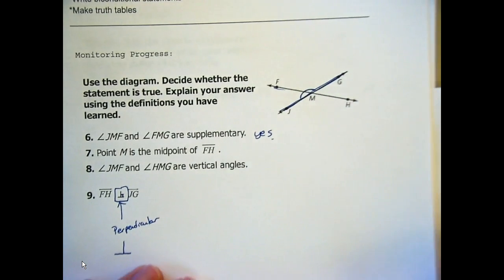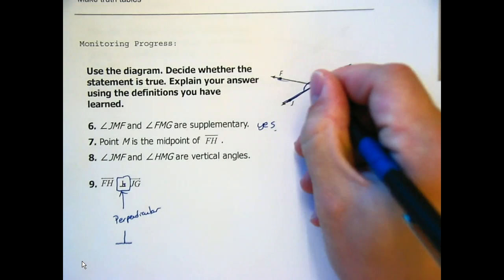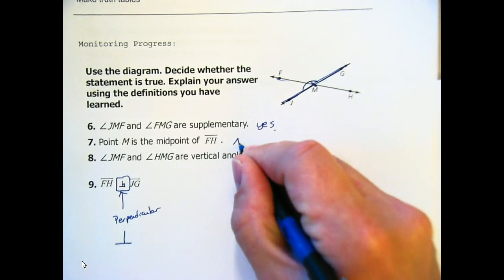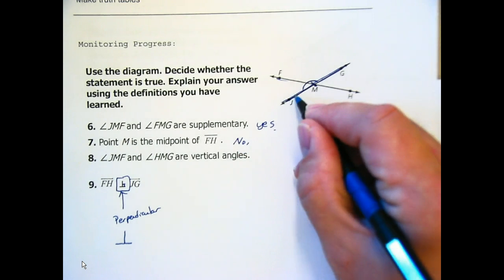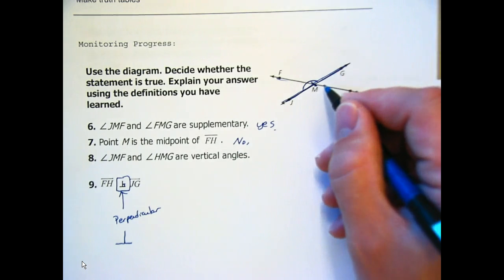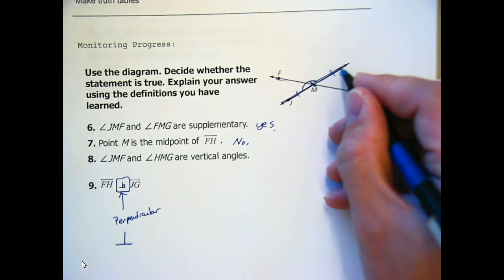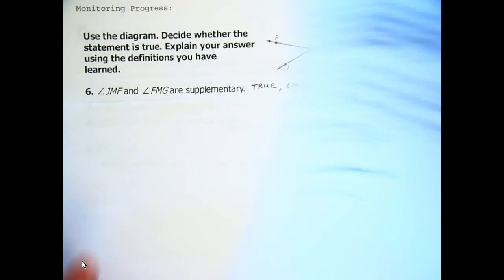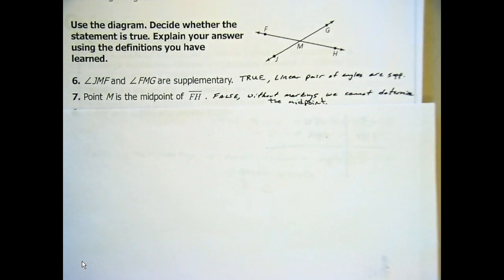Number 7. The point M is a midpoint of FH. Do we know that this is a midpoint? No, we don't. How come we don't know? Because there are no lines in the middle of the first line. Good. They have to have little markings, the bisector markings. They have to have these little symbols, and we don't have that, so we can't say that. My explanation, I said false: without markings, we cannot determine the midpoint.